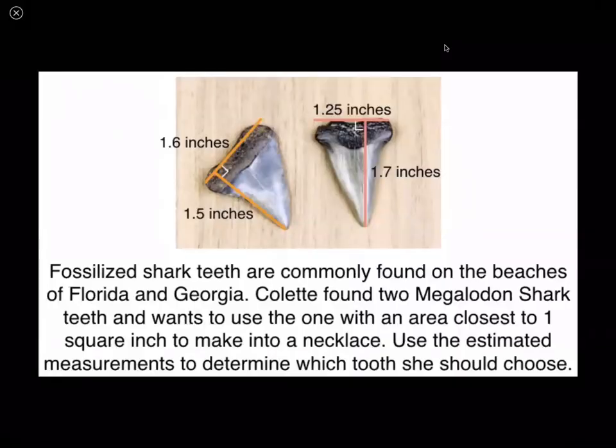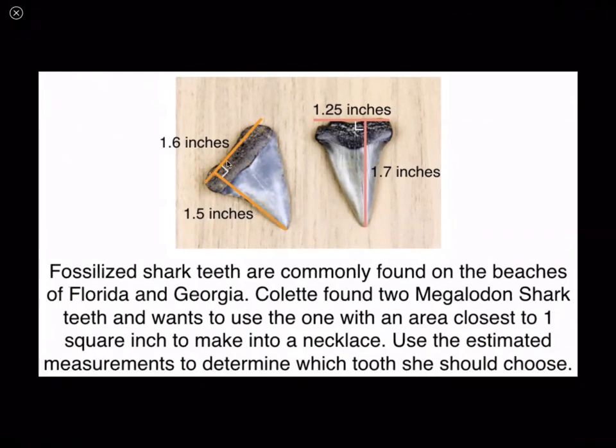Okay, so let's read through this one and then have you pause the video and figure it out. It says, fossilized shark teeth are commonly found on the beaches of Florida and Georgia. Colette found 2 megalodon shark teeth and wants to use the one with an area closest to 1 square inch to make into a necklace. Use the estimated measurements to determine which tooth she should choose. So you have these 2 teeth here. They've given you a base and a height for each one. I'd like you to figure out which one she should use.